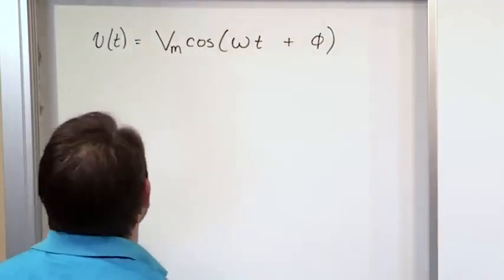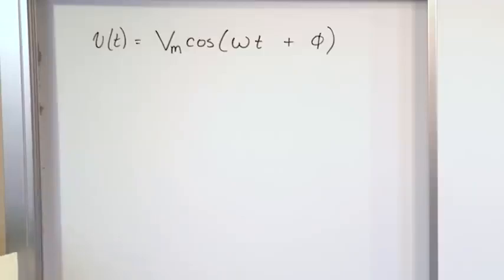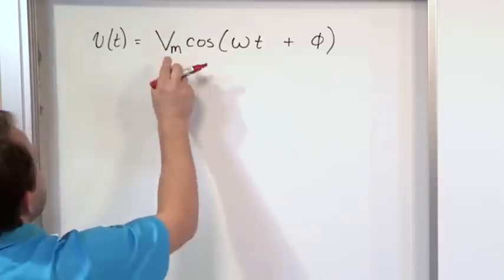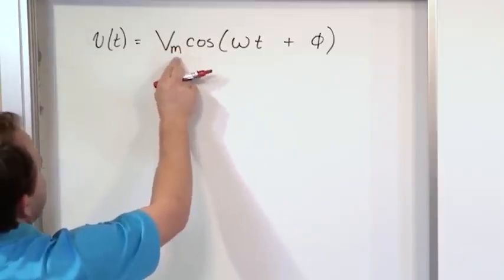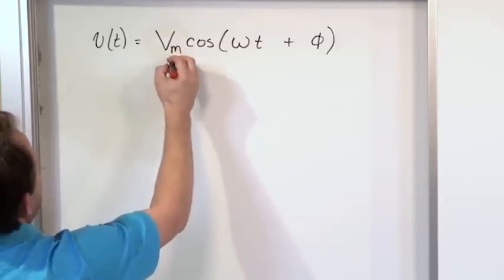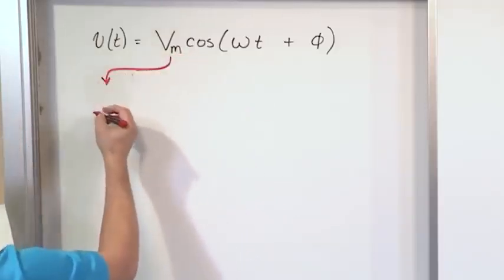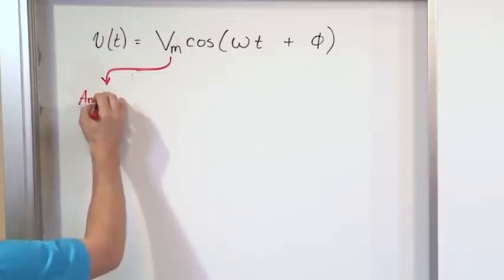So let's analyze this and see what the parts really look like, and see if we can make some sense of it. The number called Vm, V maximum, that sits out in front of the cosine is called the amplitude.